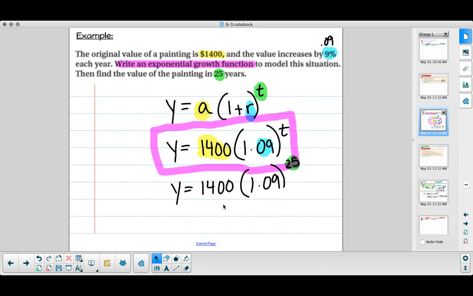Since we're talking about money, you always round to the nearest penny or hundredth place. So this painting that originally was valued at $1,400, since it's growing so quickly, in just 25 years, it would then be worth $12,072.31.